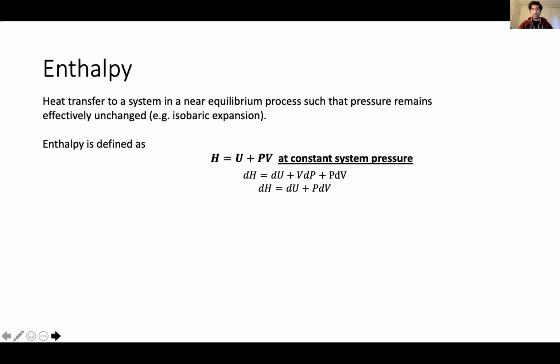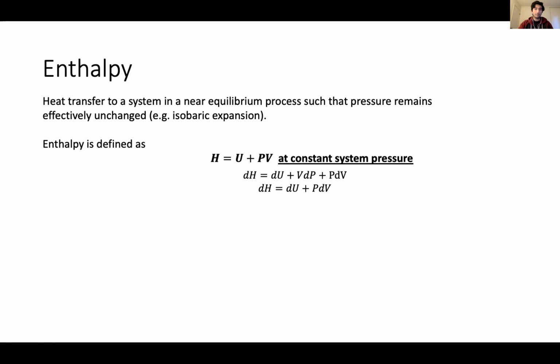And just really briefly, I want to talk about the definition of enthalpy. This is something that will be discussed in much more detail later on. But enthalpy is defined as the internal energy of the system plus pressure times volume. And the key thing is that this is used to measure heat flow, but at a constant system pressure. This is important for a lot of biological situations because there can typically be a very constant system pressure. Or also you can use enthalpy to describe any process that occurs in a near equilibrium fashion in which the system pressure stays the same.